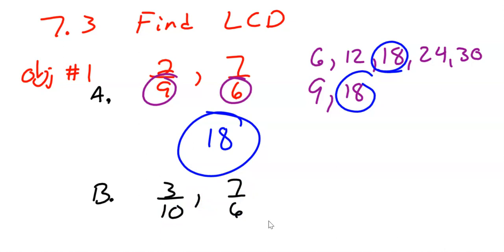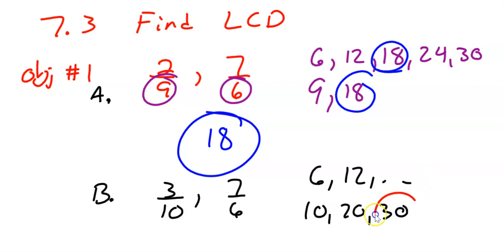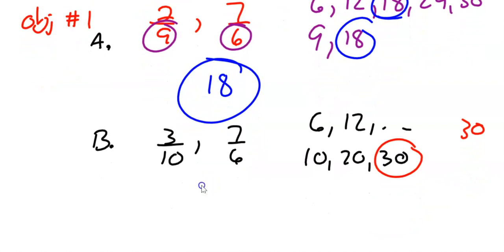Okay, 3/10 and 7/6. Same thing. Just start counting by your 6s again. With 10s, it's pretty easy. Just list off the 10s till you find one that they have in common. Eventually 30 would be the first number you would get here. Some of the numbers you're going to look at and go, okay, it's really easy. Some of them you may have to count out a little bit to figure out what's going on. But number-wise, that's all you have to do.